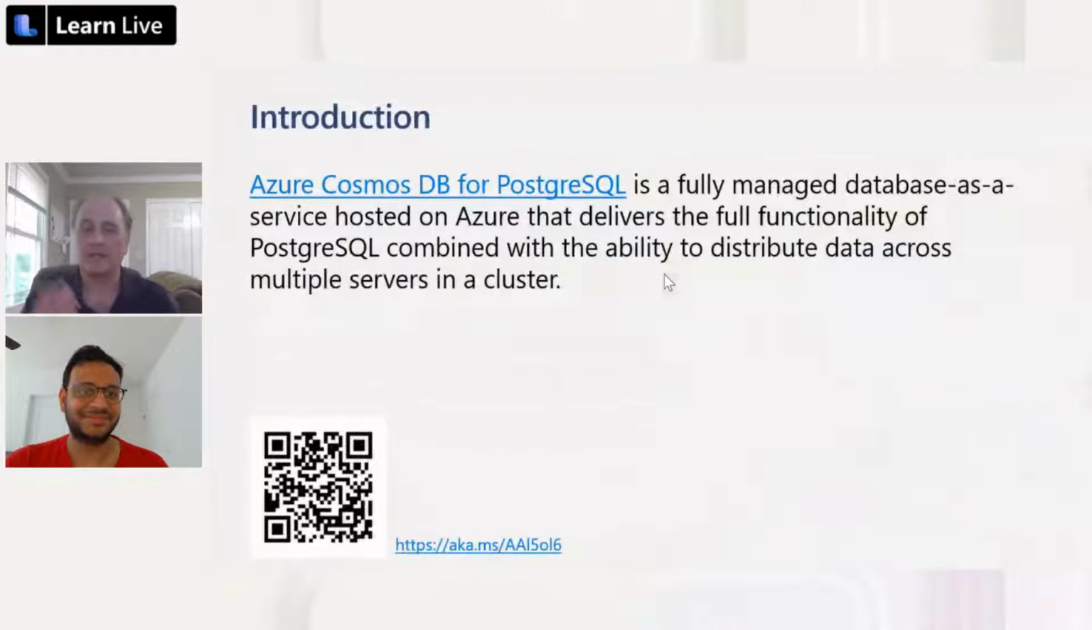All right. So basically, what we're doing today is learning more about Azure Cosmos DB for PostgreSQL, which is our fully managed database offering that offers the full functionality of PostgreSQL and the ability to distribute data across multiple servers in a cluster. That's the product that we're focusing on here today.